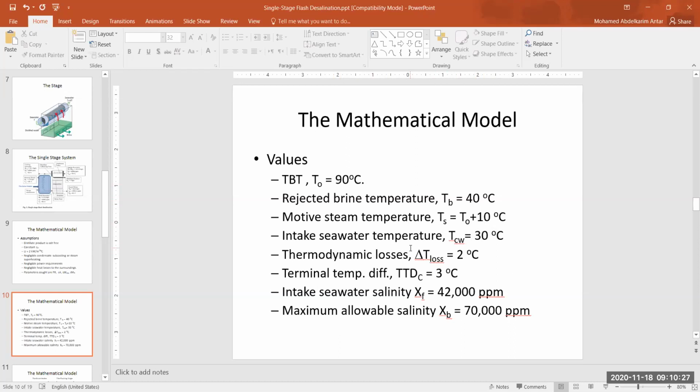The terminal temperature difference in the cold side, which is basically the difference between vapor temperature, which is rising, and the outlet seawater temperature from the effect. This is what we call terminal temperature difference in the cold side. 3 degrees centigrade, and this is the intake salinity and maximum allowable salinity as it leaves the system.